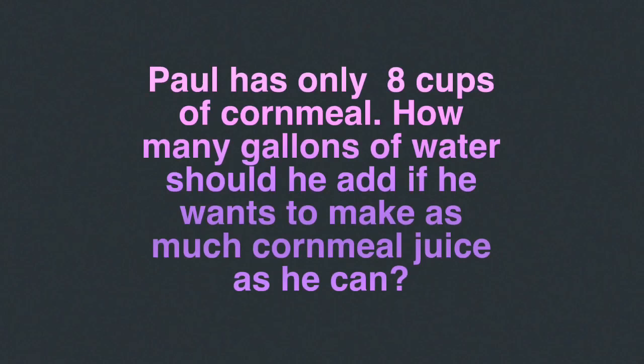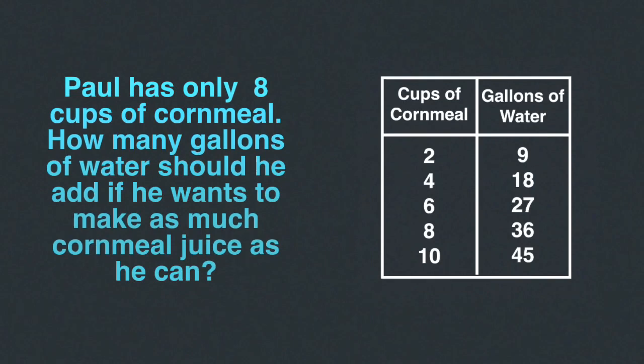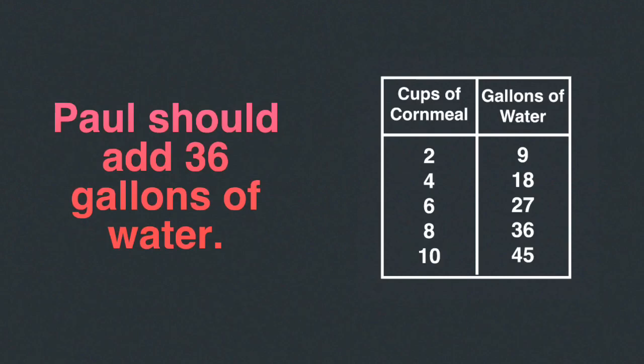Okay, this guy Paul, he only has 8 cups of cornmeal. How many gallons of water should he add if he wants to make as much cornmeal juice, this plant spray, as he can? Okay, he only has 8 cups of cornmeal. Let's look down. Oh yeah, there's 8 cups of cornmeal. If he wants to make as much spray as he possibly can, he should add 36 gallons of water.